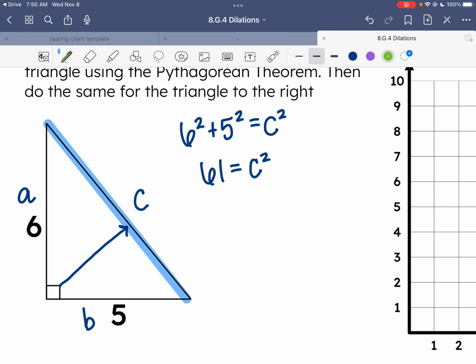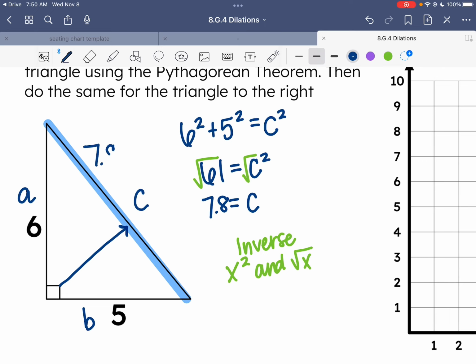And our last step is to take the square root of both sides, because remember, squaring a number and taking the square root of a number are inverse operations. So when we take the square root of C squared, we are left with just C. And when we take the square root of 61, we get approximately 7.8. So the length of this hypotenuse is approximately 7.8.